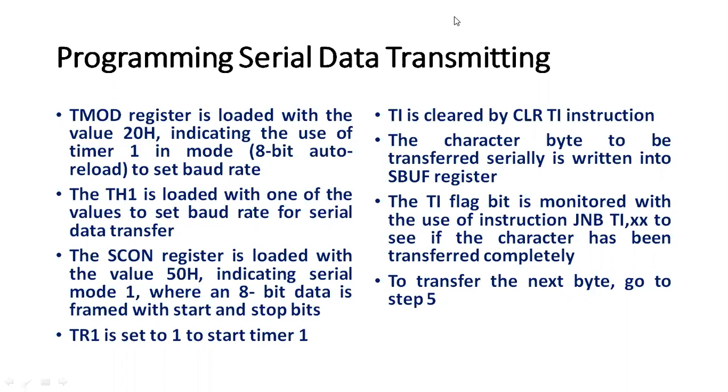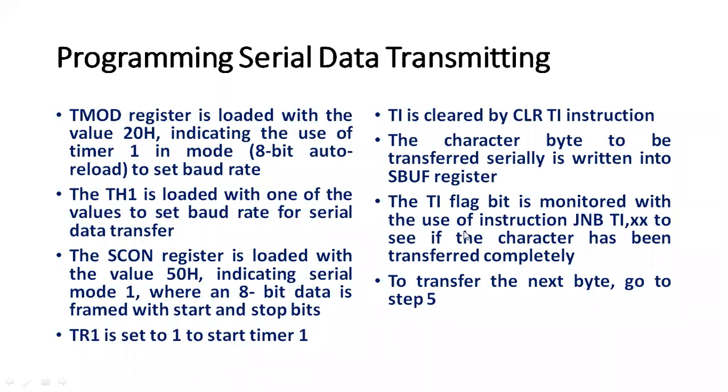I will repeat and tell you the shortest form. The first method is to load the TMOD value. Second, load the baud rate value. Then configure the SCON register; that value 58 should be loaded. Start the timer. Then the data you are going to transmit should be placed in the SBUF register. Then monitor the TI bit by using the JNB instruction. If you want to repeat the operation, you can go to step number 5. These are the steps you should follow for transmitting the data.